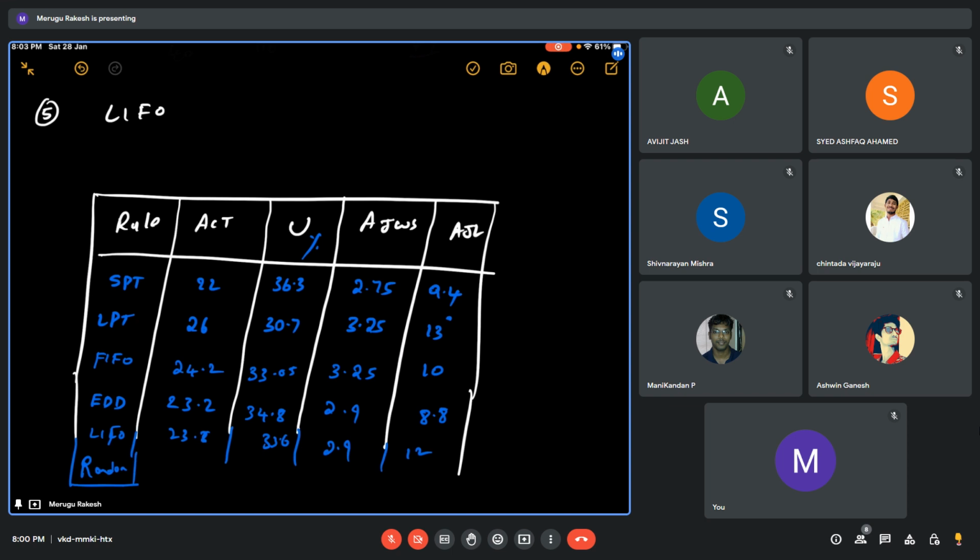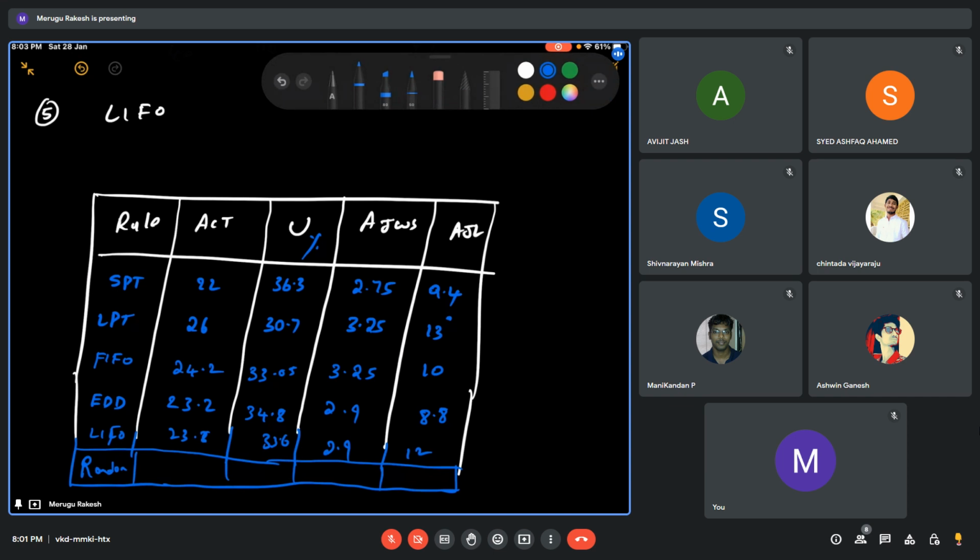So these values are different, each person will get different values. The sequence will depend on each person. Whichever sequence you like, you can take. It is priority based.